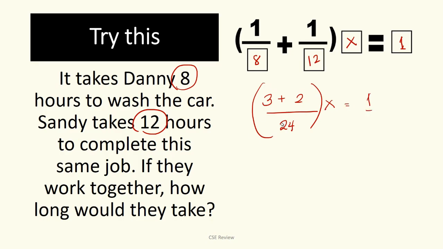And then, ito i-add lang natin. You have 3 plus 2. That is going to be 5 over 24. And this is going to be X is equal to 1. Okay? Now, what do we do with this?